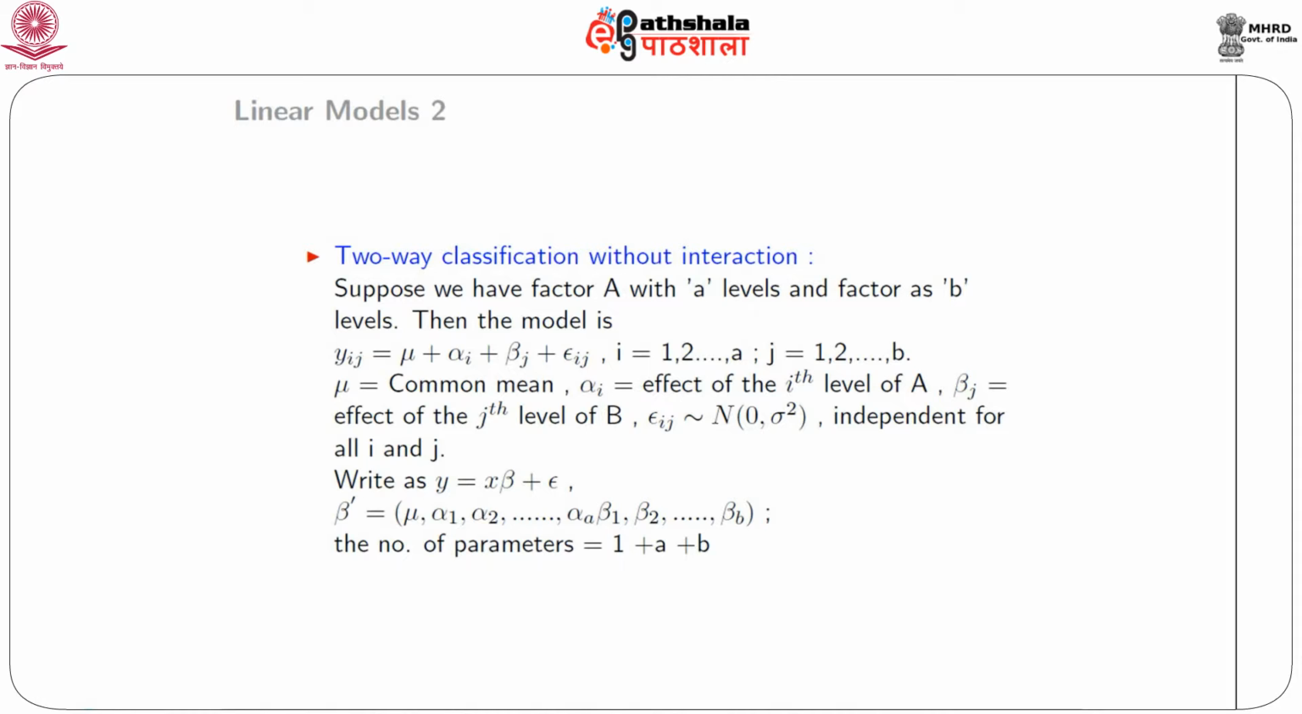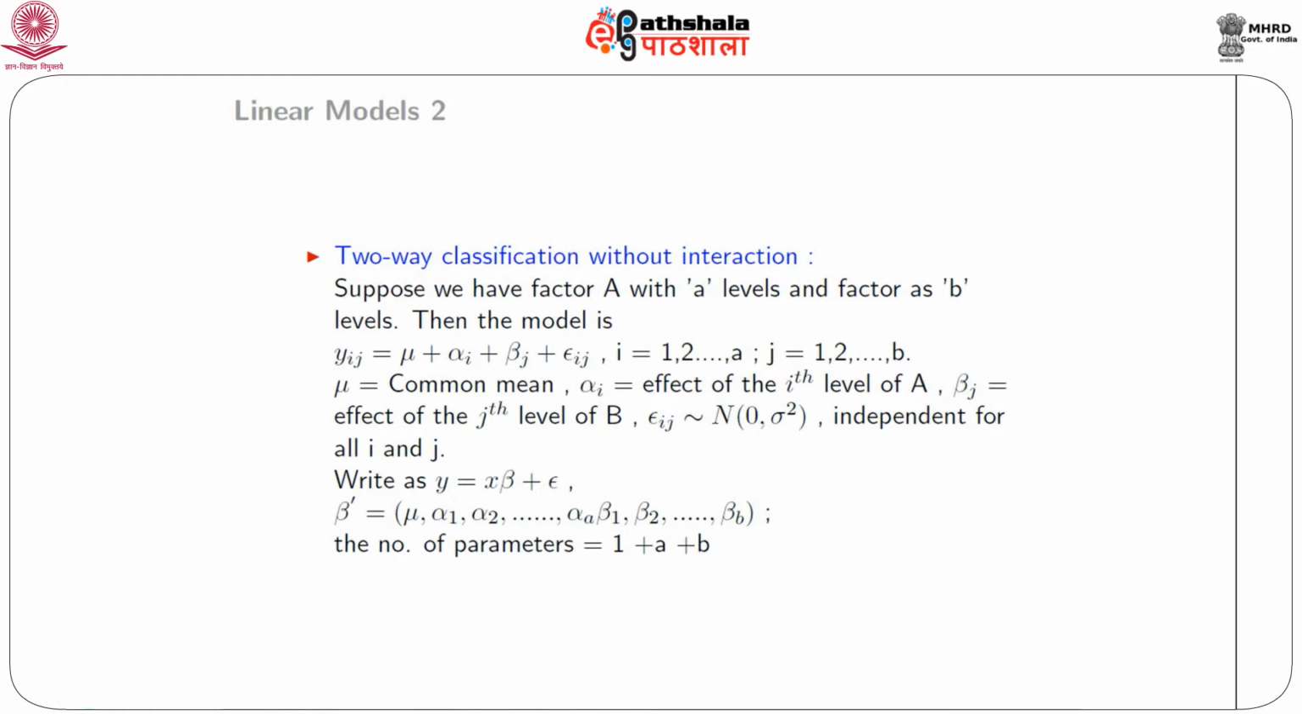Epsilon ij's are of course assumed to be IID with normal 0 sigma square distribution, and they are all identical and independent. Now, let us understand what is meant by mu. If we do not apply the effect of A at all and we do not apply the effect of B at all, and if we live in a world where there are no random errors, then the value that y ij would have taken would be just a constant, and it is this constant that we are taking as mu.